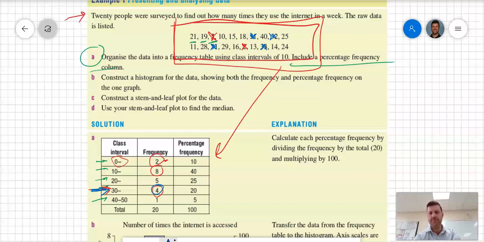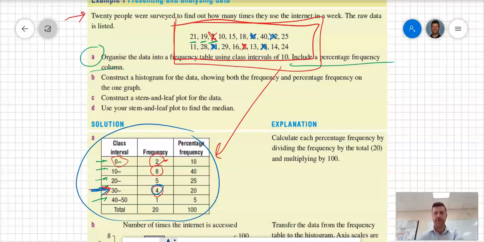Now, in the questions that I've set, it's actually pretty easy. You're not actually going to take all this raw data and put it into a frequency table today. It's just about completing a frequency table. So I want you to actually copy the one that's in the question and put that into your exercise book and go from there. Now, to work out the percentage frequency, let's just look at this class interval.